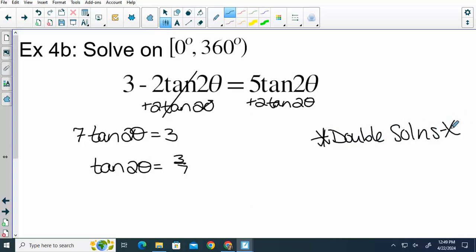I wanted to say double angle for some reason. Well, it is a double angle, and you could use the double angle formula if you preferred, but it's not going to be pretty. Okay. When is tangent positive? 1 and 3. Okay, yeah. Reference angle. Do we know when tangent is 3 over 7? No. We do not. So what do we do?